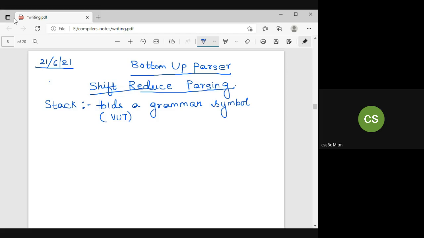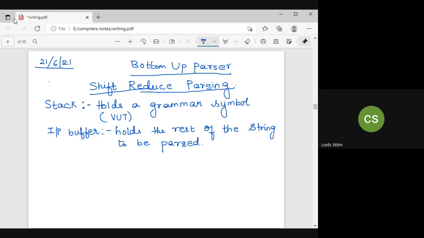Next point, it has an input buffer that holds the rest of the string to be parsed.